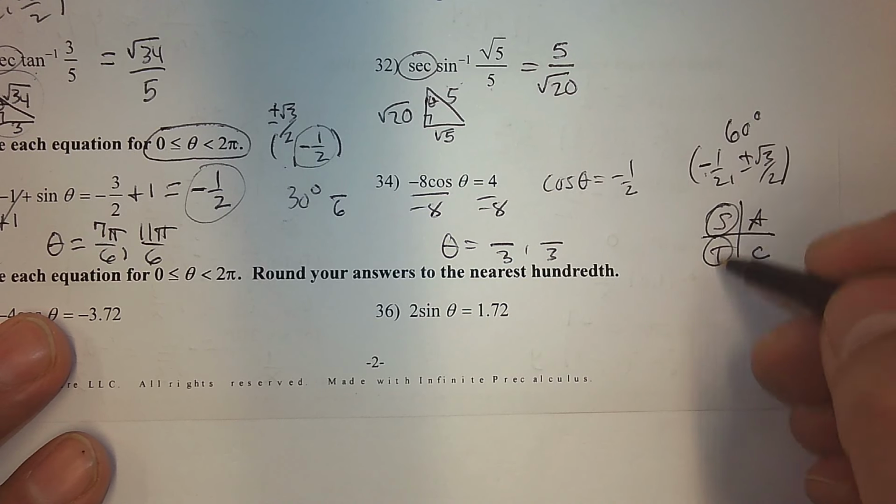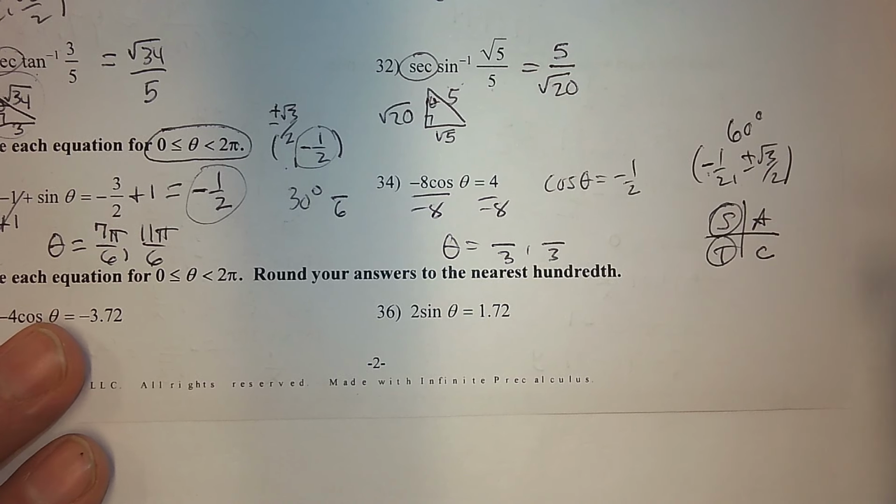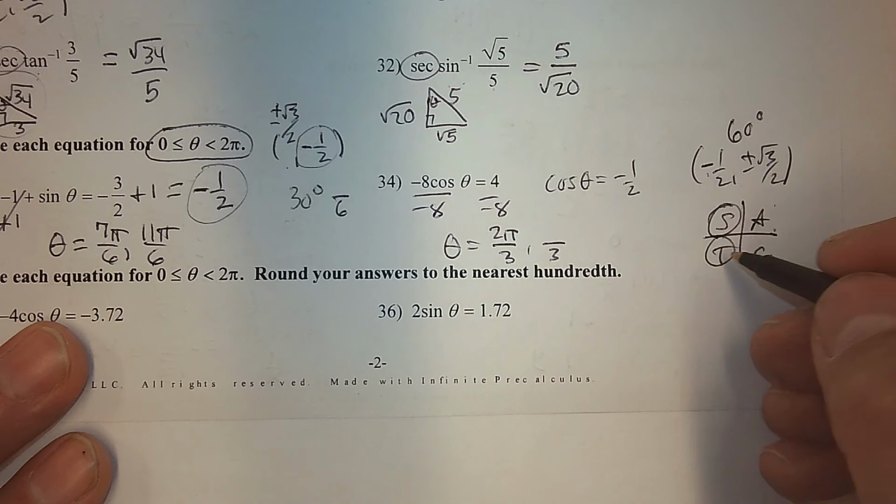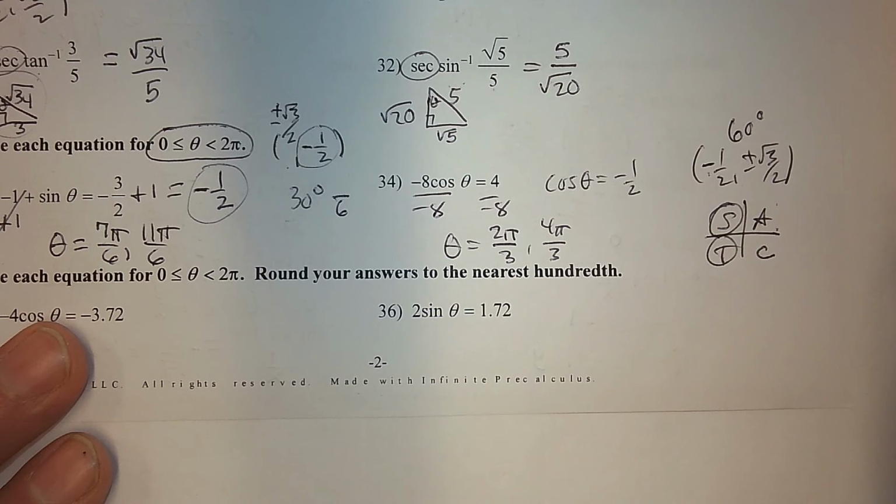Now, what angles are in these quadrants? So in quadrant 1, it's pi over 3. This is going to be 2 pi over 3. And this is going to be 4 pi over 3. And of course, this one's empty altogether.